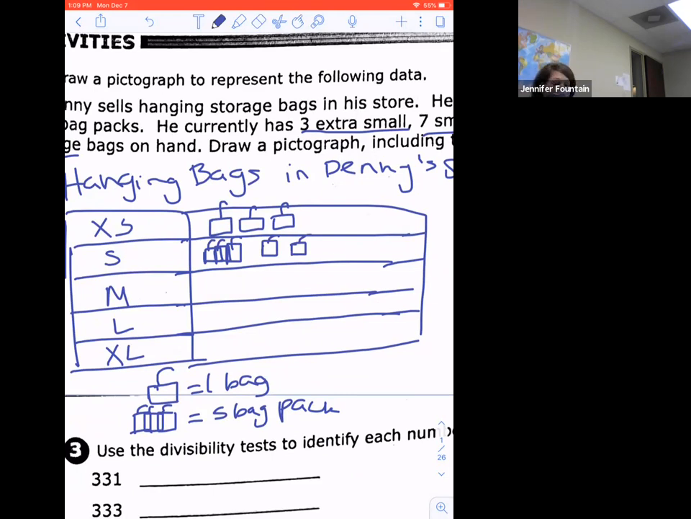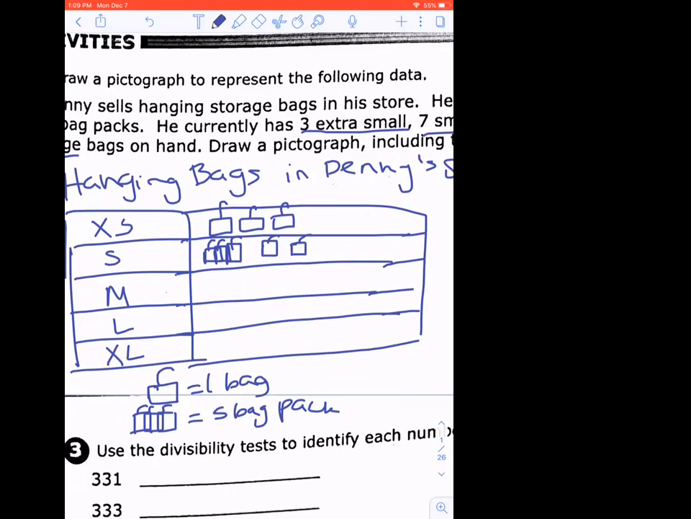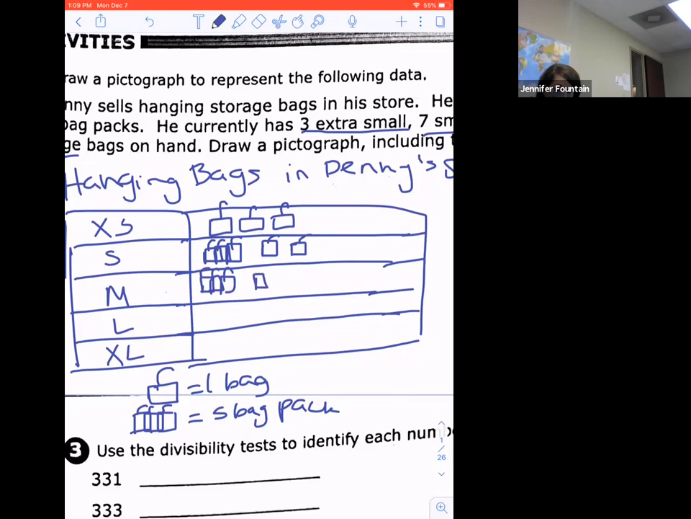What about for 14 medium bags? What do I need to represent 14? Two multiples. And then four singles. Good. So there's my two multiples, and then one, two, three, four singles. How about large? One multiple.